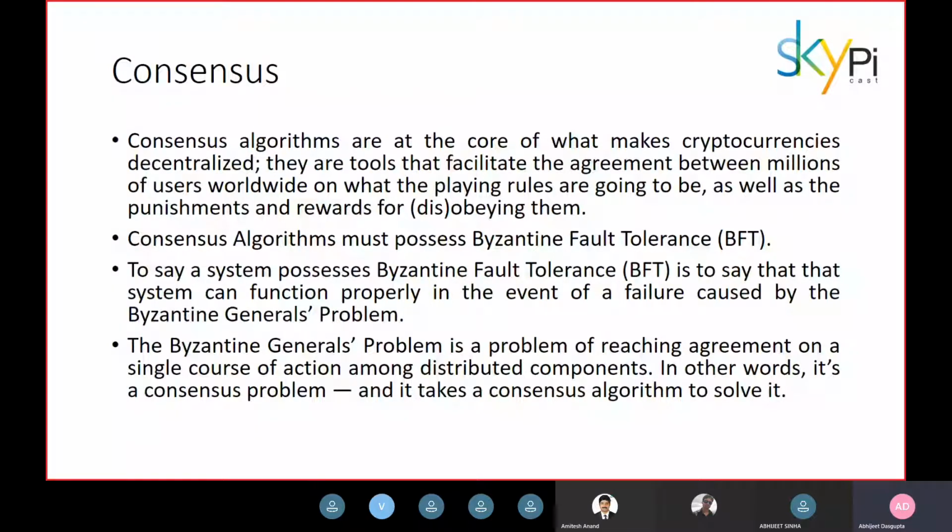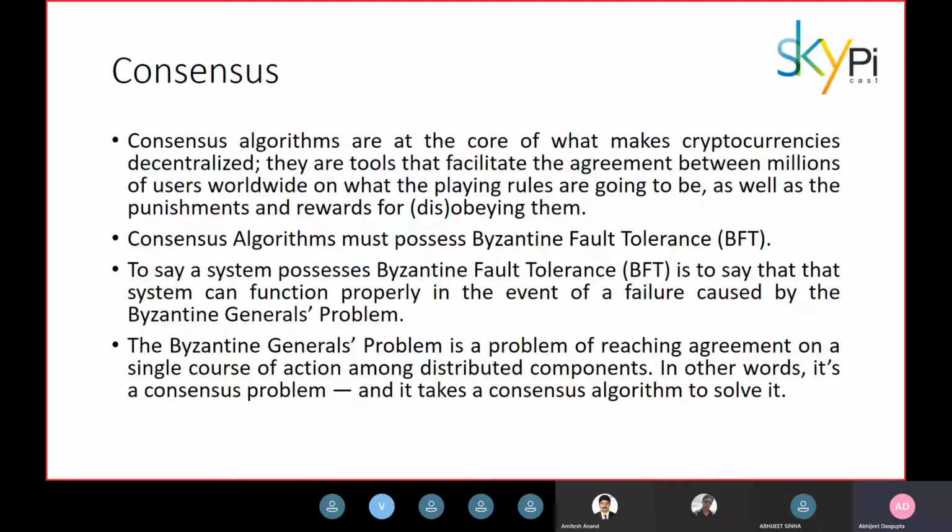So the problem is further complicated by some traitorous generals who are in between them, who try to prevent the loyal generals from reaching agreement, as well as unreliable messengers who may intentionally or unintentionally act in an unhelpful manner. Therefore, a solution is needed that ensures that all generals decide upon the same plan of action. A small number of traitors cannot cause the loyal generals to adopt an unreasonable plan of action.